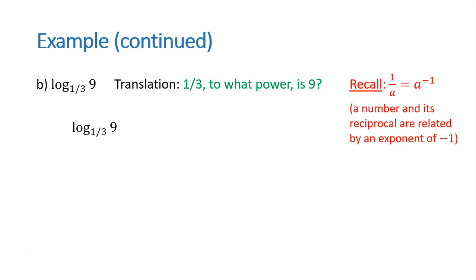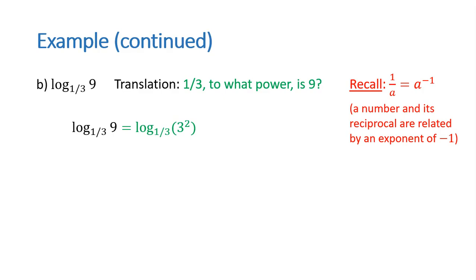So let's start by just relating 9 to 3. 9 is the same thing as 3 squared, so I'm going to rewrite 9 as 3 squared. Now I have log base 1/3 of 3 squared. Okay, so now we still want to get terms of the same base. We still want 3 to be written as 1/3.